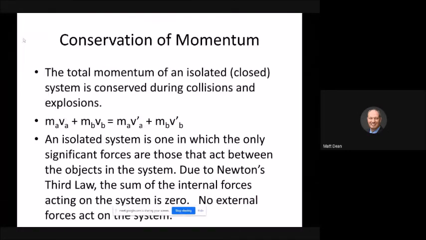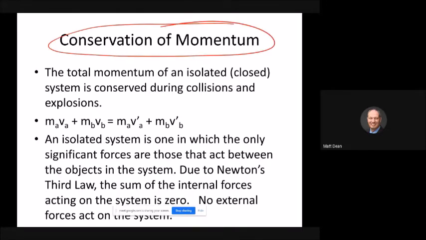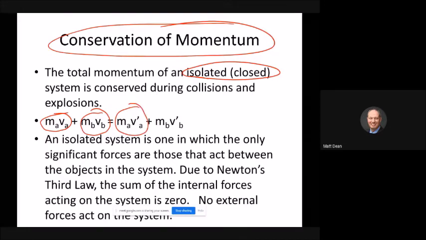So two big ideas when we're talking about momentum. F delta T equals M delta V. Impulse equals change in momentum. The other one is the idea of conservation of momentum. The idea that the total momentum of a system, and this is an isolated system, where there are no outside forces acting, is conserved. So let's say we have two objects, object A and object B. That's the momentum of object A before the collision, before the explosion. This is the momentum of object B before. This is the momentum after for A, and this is the momentum after for B.